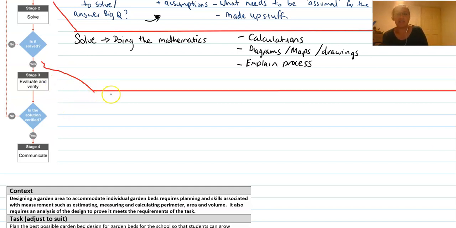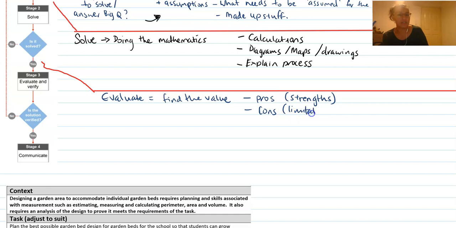So evaluating, remember the word evaluate means to find the value of something. In this case, we're going to be finding the values in terms of pros, so strengths, and cons, or limitations, for your solution. So how effectively did you solve the problem? Is your answer reasonable?